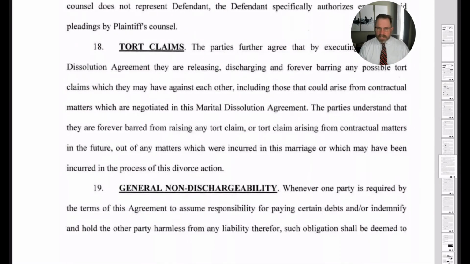Paragraph 18, tort claims. When you get divorced and you put a provision like this into your marital dissolution agreement, what that means is that you cannot go back and sue your ex-spouse for anything like assaulting you or giving you a venereal disease or upsetting you by having an affair or anything like that. When you sign a marital dissolution agreement and you put a tort claim waiver in it, that means you will not be suing them again for anything besides if they don't obey the terms of the deal.